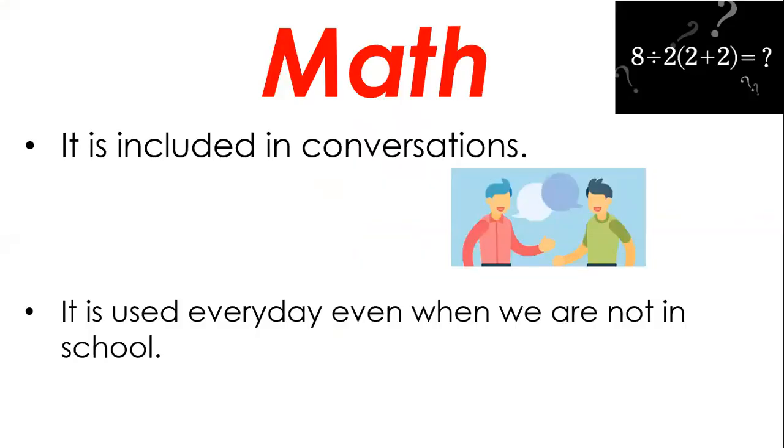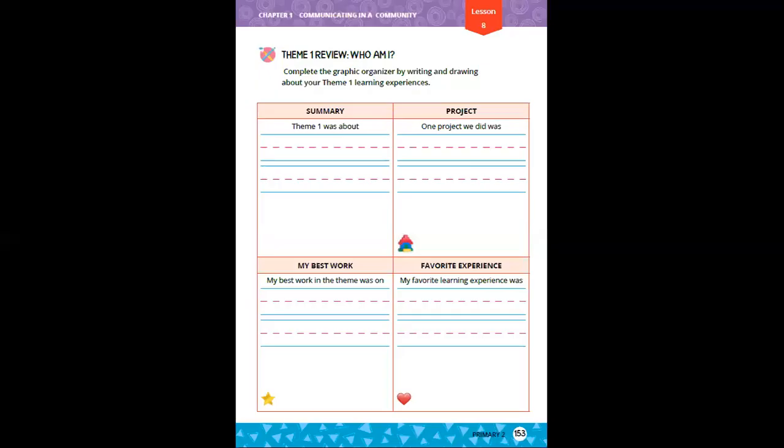In our last lesson, we talked about how we can use math in real conversation with community members. Today, we will review or remember what we have been learning throughout the year. Please open your book, page 153, and in this page, we are going to write and draw about what we have learned on theme 1, learning experience. Do you remember?